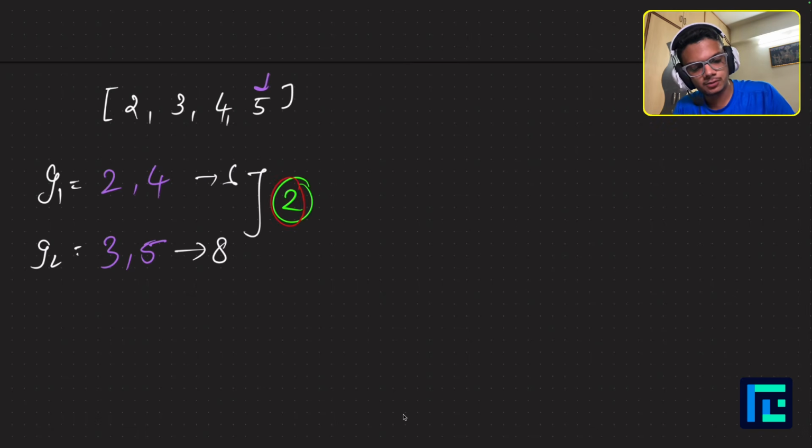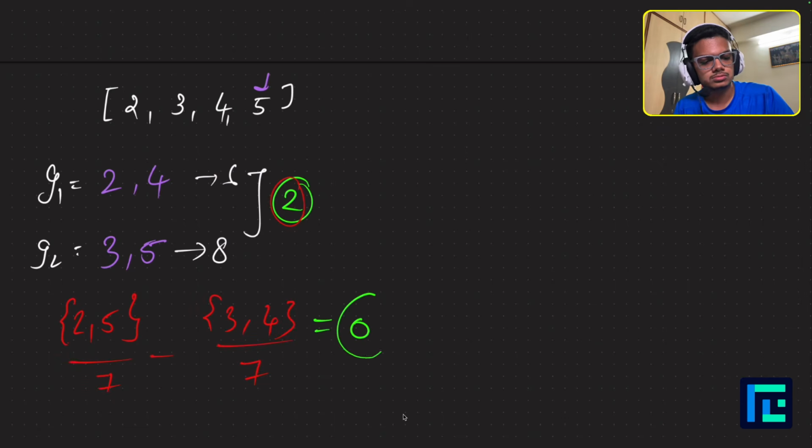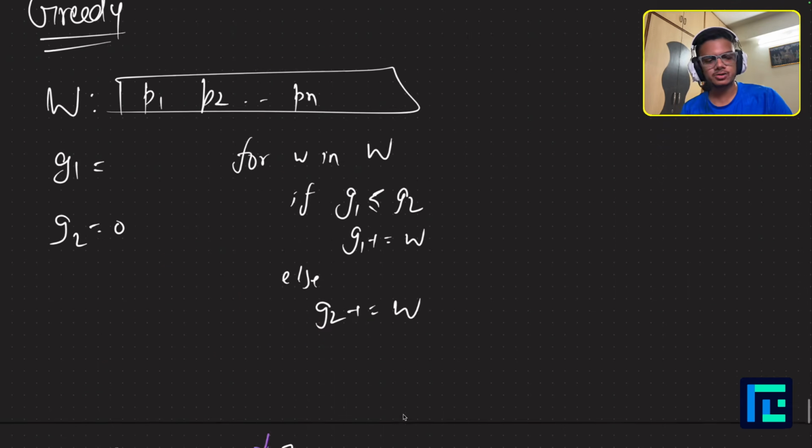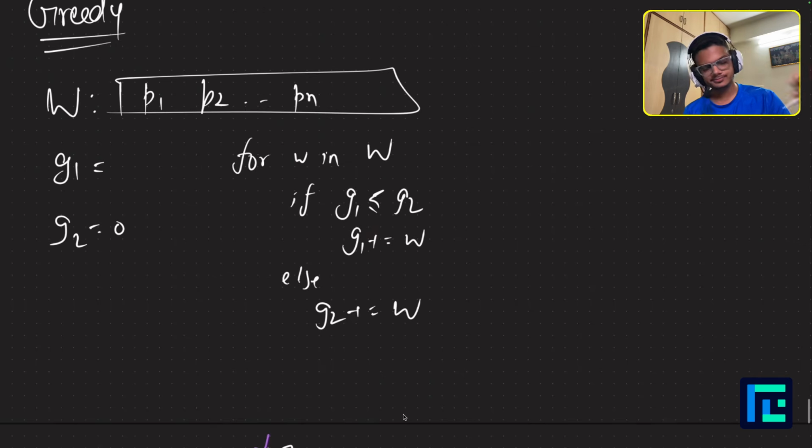Why? Because if you have the groups like this, let's say 2, 5 and 3, 4, this group sum is 7, this group sum is 7, so the optimal answer is actually 0. Right? So this was not an optimal approach. The greedy strategy of assigning weights to the group with less weight does not work.